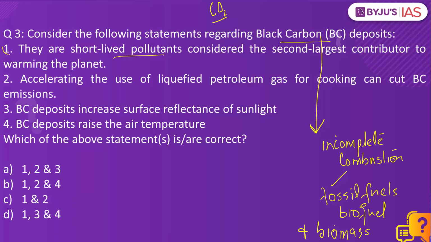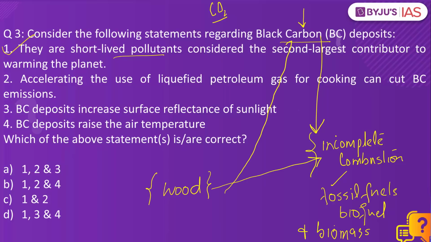So statement 1 is correct. How are these black carbon deposits formed? Through incomplete combustion of biomass. Let's say, for example, if we use wood for cooking purposes, the incomplete combustion of the wood would lead to the formation of black carbon deposits. So if we start using more and more LPG cylinders, liquefied petroleum gas, for cooking purposes, it can cut these black carbon emissions. So statement 2 is also correct.